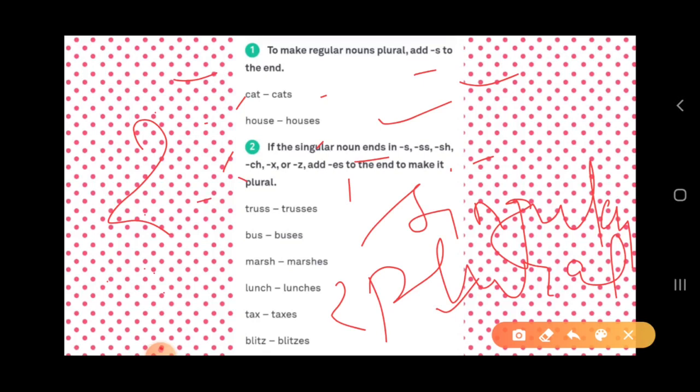Rule number two says, if a singular noun ends with s, ss, sh, ch, x, or z, then what will you do? You'll simply add es at the end to make it plural. Here you have the example: bus, buses, marsh, marshes, right? You can find out some more examples from your books or from any other resources.